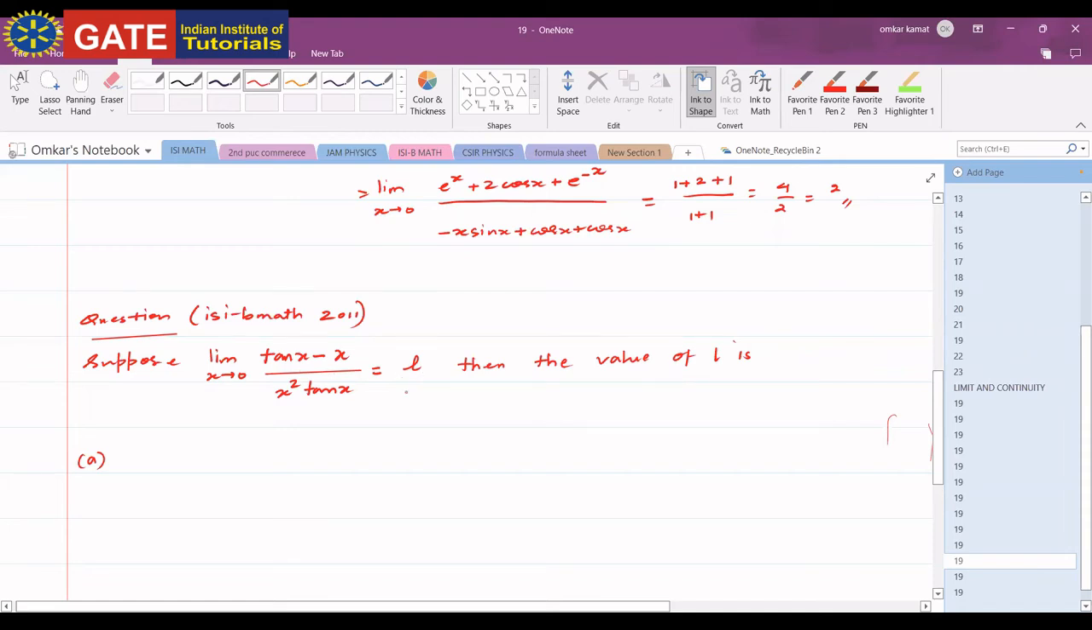I'll change the options: 1, B 3, C 1 by 3, D 1 by root 3.